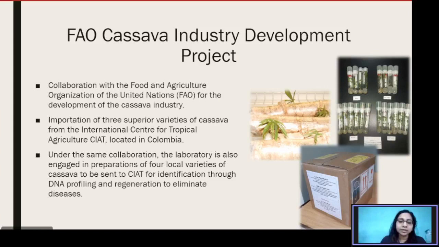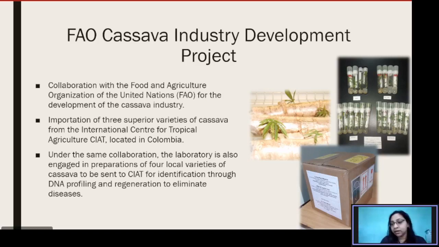Under the same collaboration, the laboratory has also prepared 4 important local varieties for farmers to be sent to CIAT for identification of their characteristics as well as for DNA profiling. And once this DNA profiling is done, this should be the start of a germplasm bank where we have all the characteristics, and we call it passport data, for a crop at Centennial, at Research Division in Centennial. So we hope that that comes about.